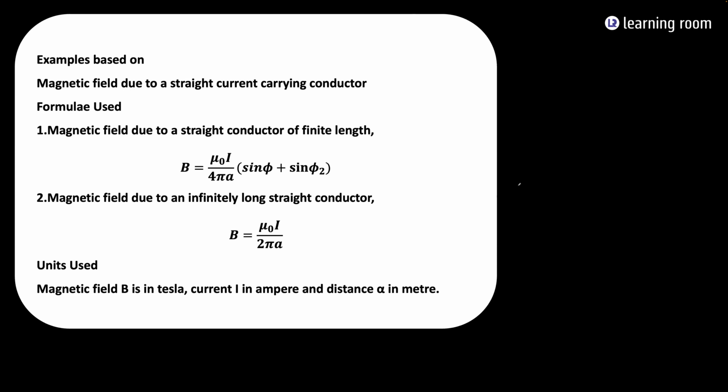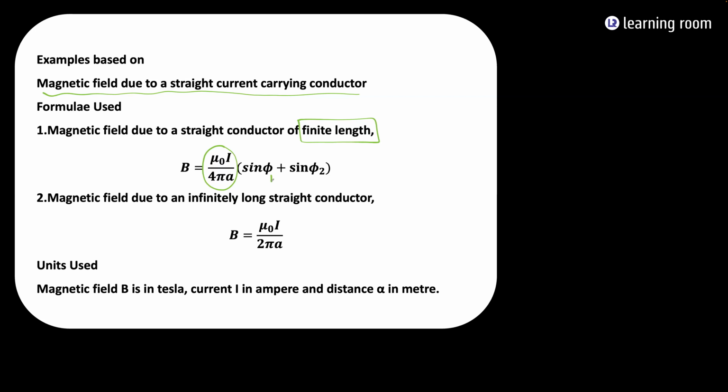Now, the next set of problems that we are going to see is based on the concept of magnetic field due to a straight current carrying conductor. For a straight current carrying conductor of finite length, the magnetic field due to it is going to be mu naught I divided by 4 pi a into sine phi 1 plus sine phi 2.